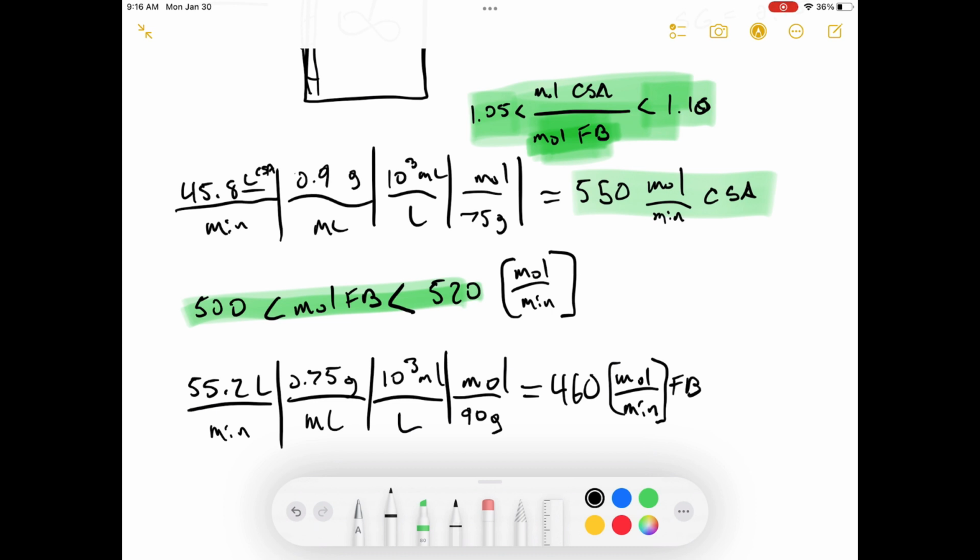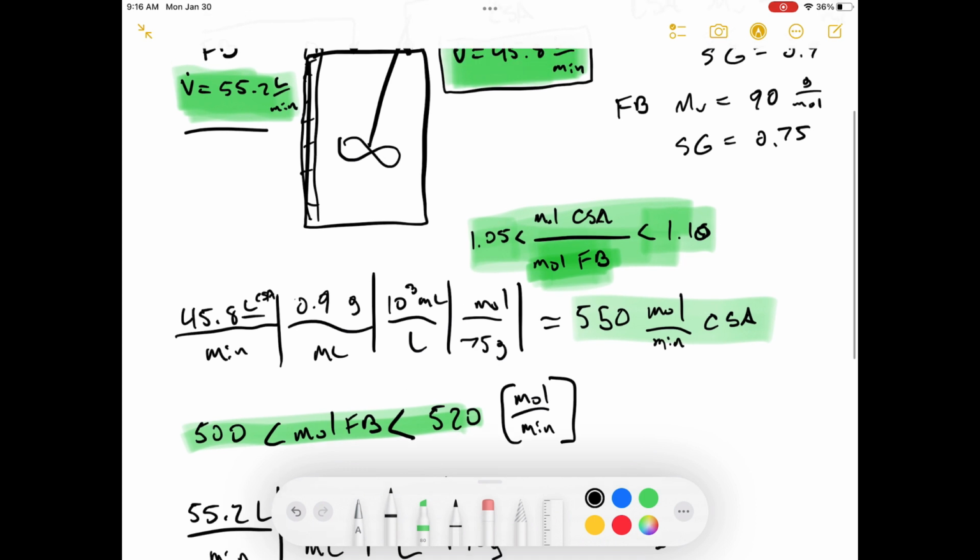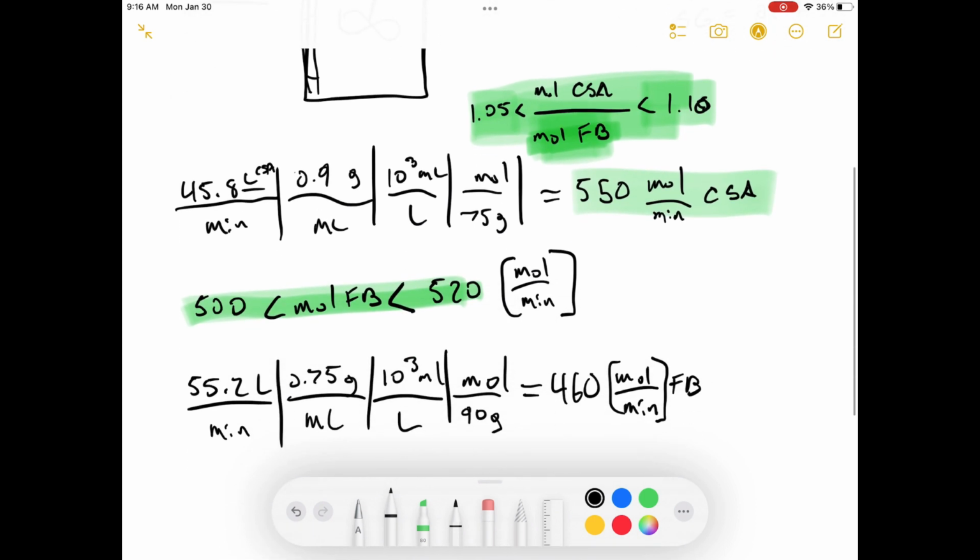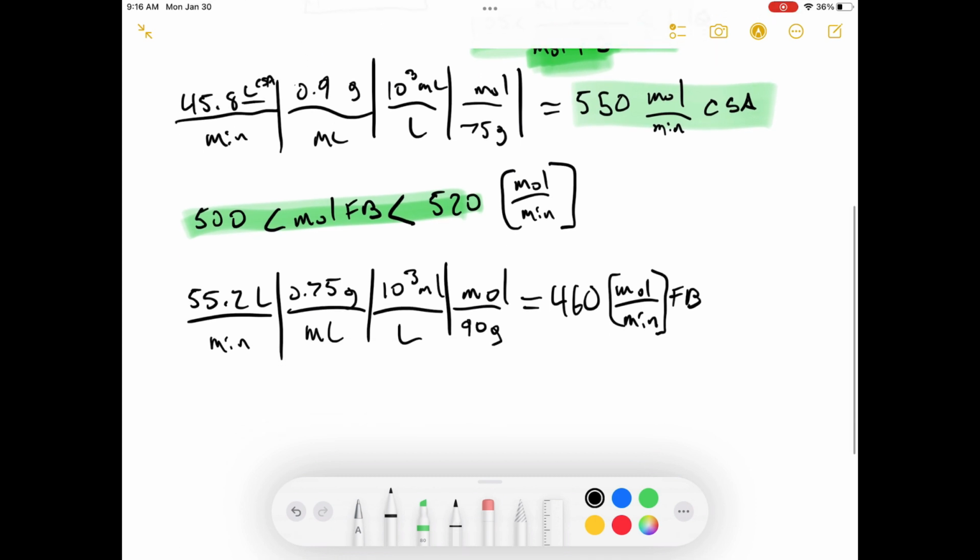So she set the flow rate too low. She needed more flow rate. So there's too much CSA going into the reactor compared to how much FB was going in. So she was not right. She was not correct. She was not in this range that we calculated. Okay? If she was not right, how would she have been likely to learn of her mistake?